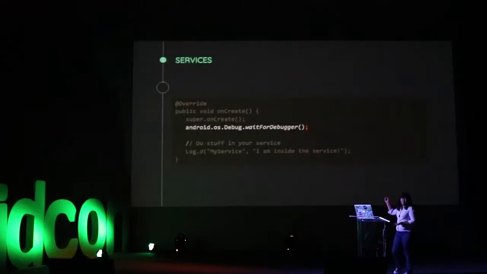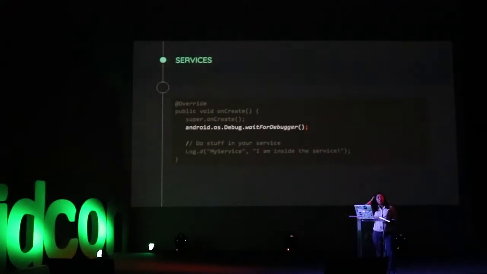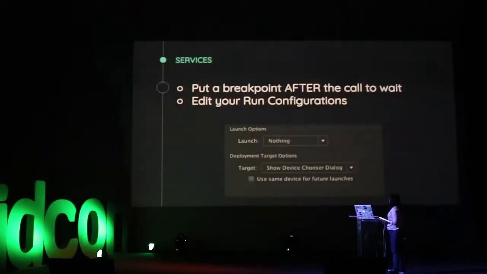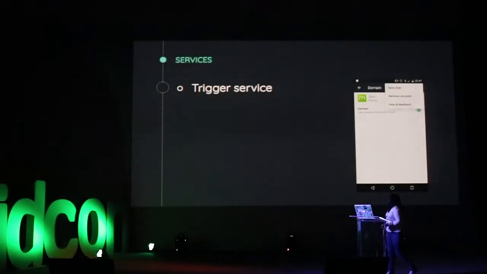So one way is to ask the OS that you want to debug your service. So this is the relevant line: android.os.Debug.waitForDebugger. What you need to do is put it usually in the onCreate of your service, and then you put a breakpoint after that call to enable the debugger, and then you run your service. There is an optional step of changing your run configuration to tell Android Studio that you don't want to do anything, like just build my app and install it, but don't do anything. And then you trigger the service.